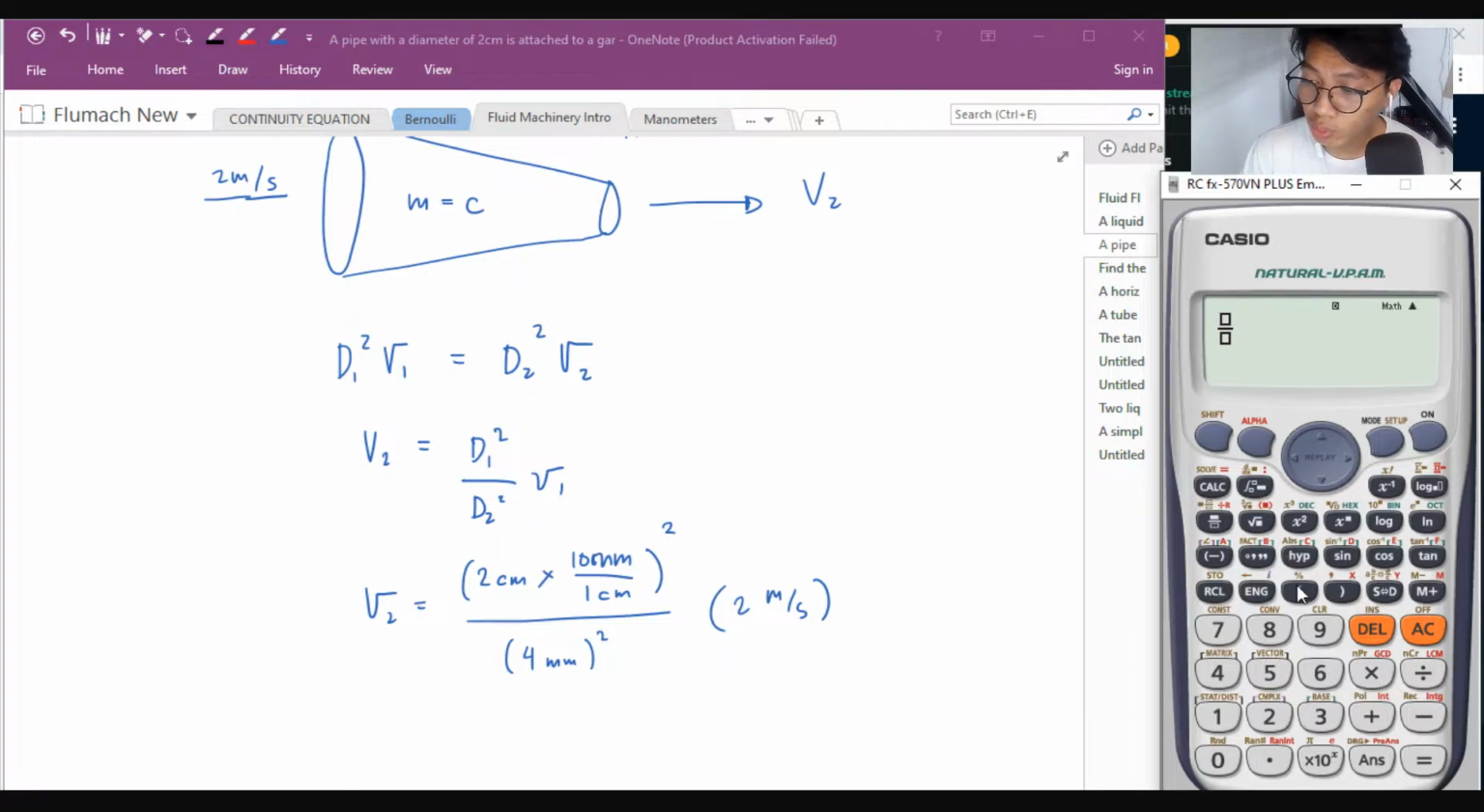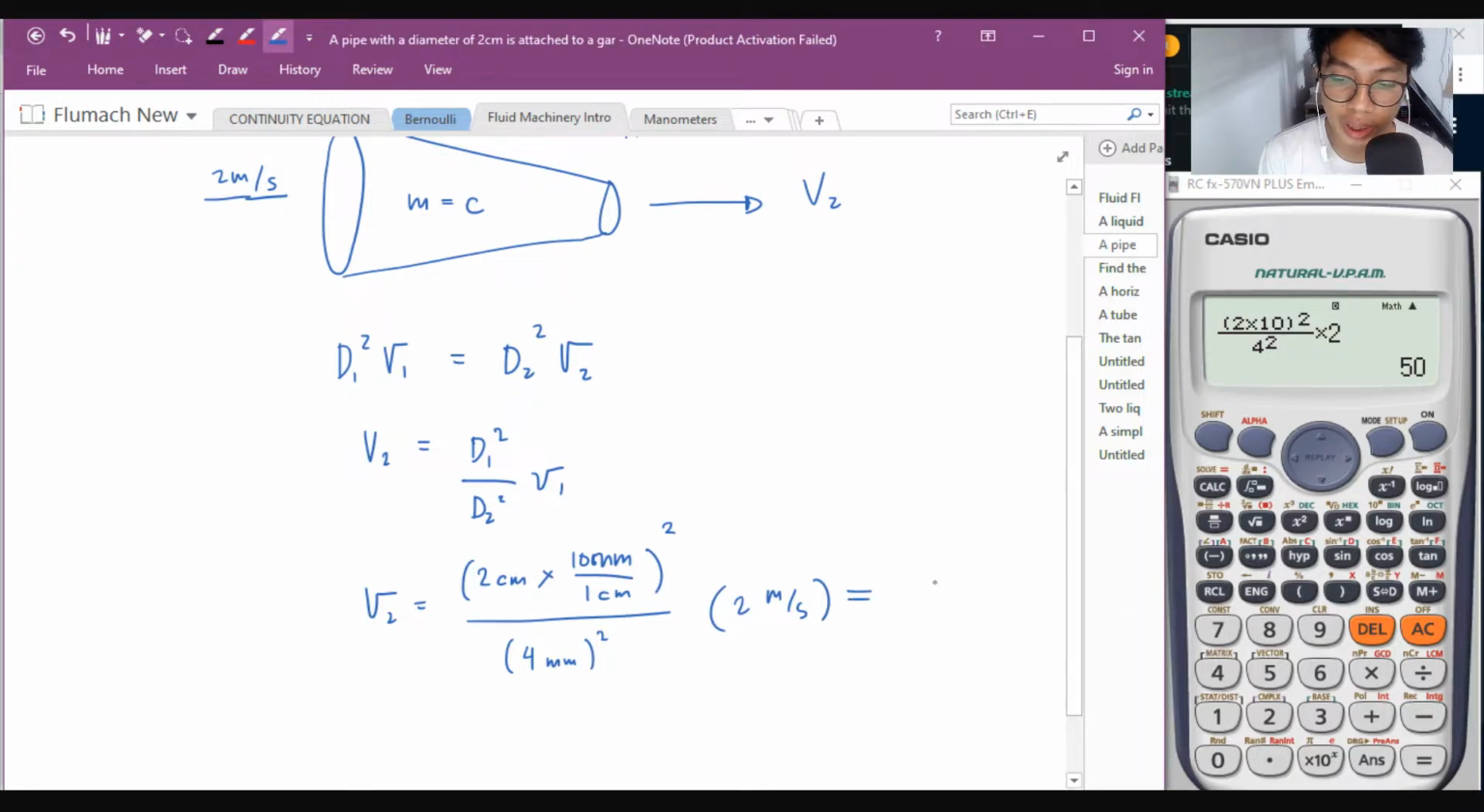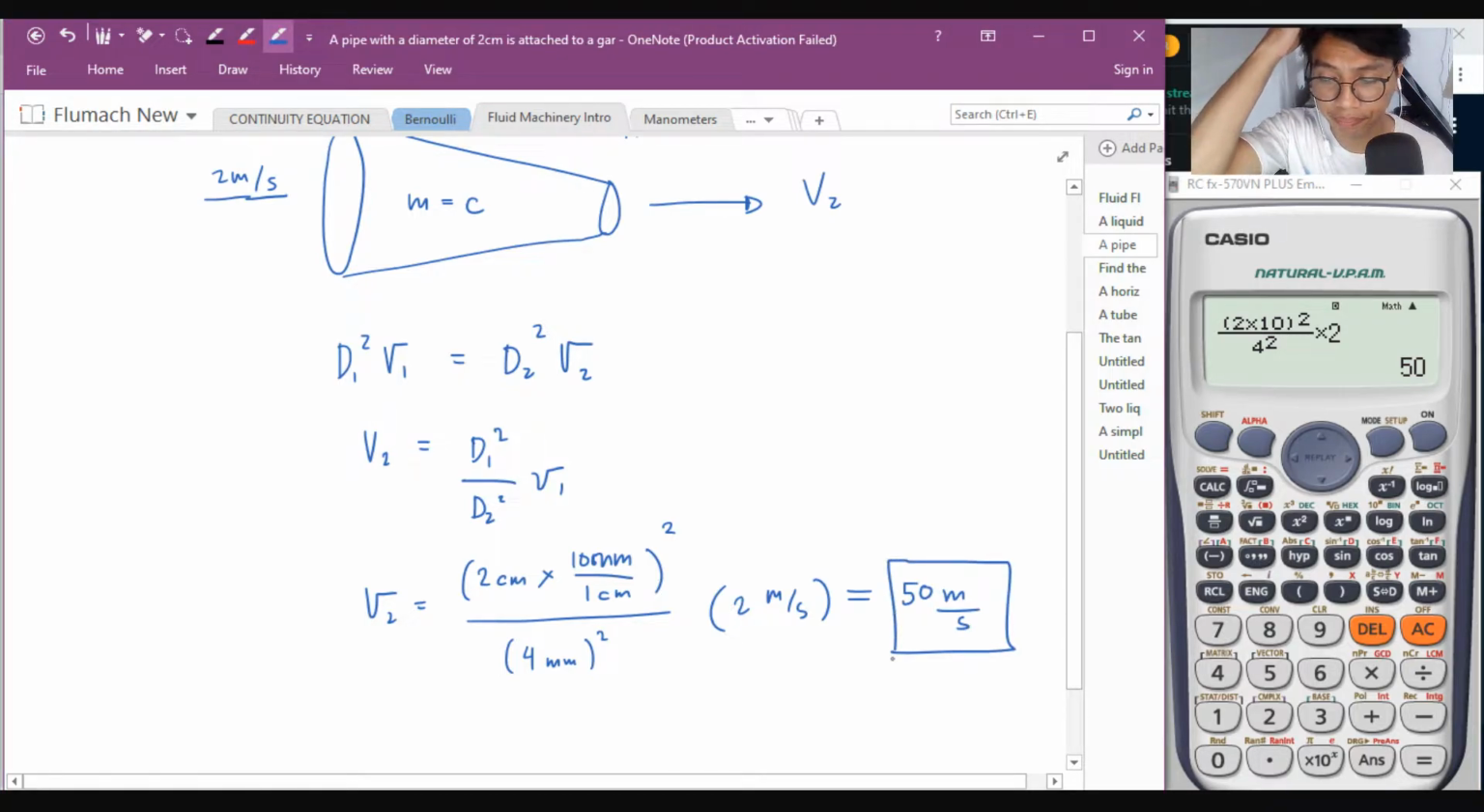So, 2 times 10 squared. Tapos, 4 squared times 2 meter per second. What will be the answer? So, that is 50 meter per second. Bumalik siya. Yan lang. Ganun lang kadali yun. Basic. Very basic.